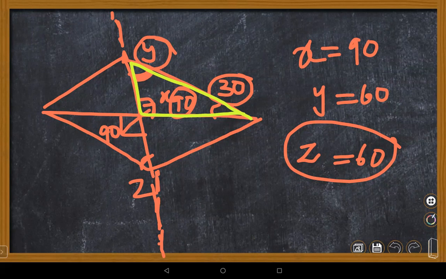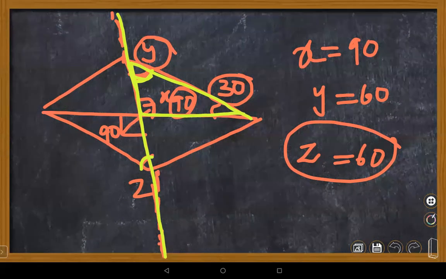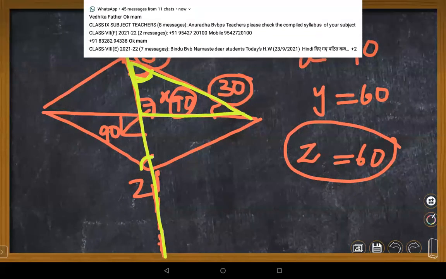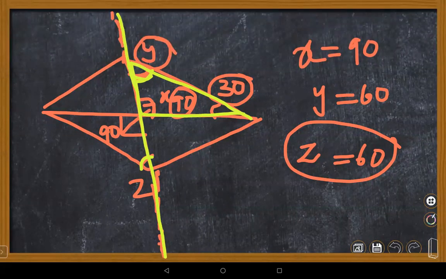Now, can we go with Y and Z? What type of angles, children? This is Y. This is Z. What type of angles? Ma'am, they are alternate angles, ma'am. Very good. Alternate interior angles or alternate exterior angles, both are the same, right? Bhavya, both are equal. Yes, ma'am. So we can take the values of Y and Z, both are equal. So Y equal to 60, obviously Z is also 60.